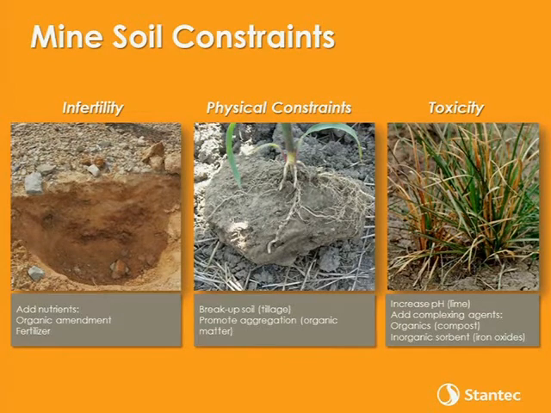In terms of infertility, we can add organic amendments or fertilizer. Organic amendments tend to be a little bit better, a longer-term source of nutrient. With physical constraints, we can break up the material or till it to decompact it. And we can also add organic matter, which helps promote aggregation and improves the soil hydraulics. And especially with mines, and in particular with tailings, they can tend to be a bit toxic, either through being acidic or alkaline, or commonly having heavy metals, and that really presents some phytotoxicity to any plants that you're trying to grow in there.